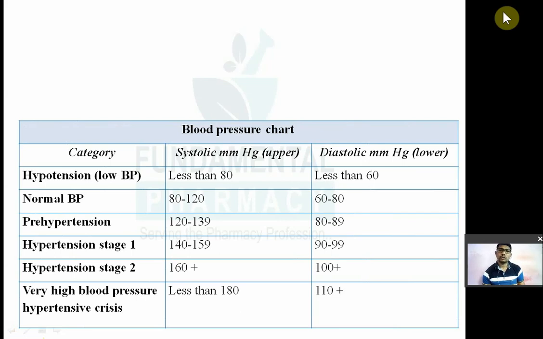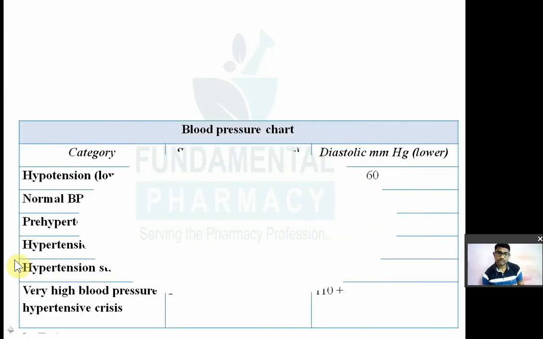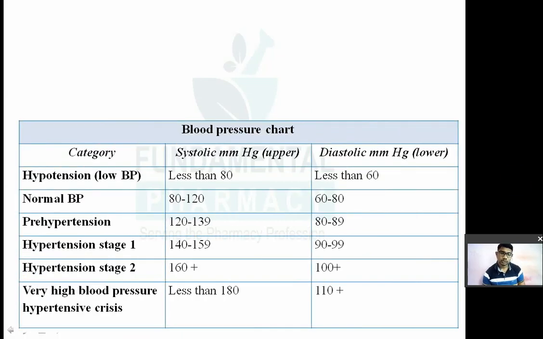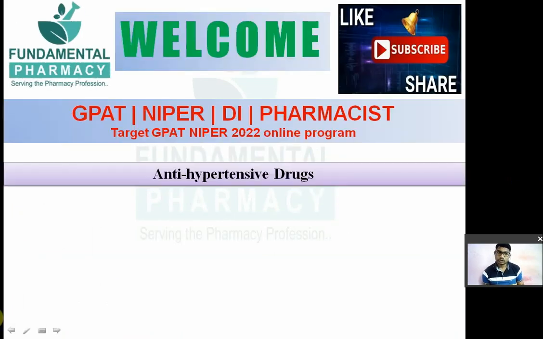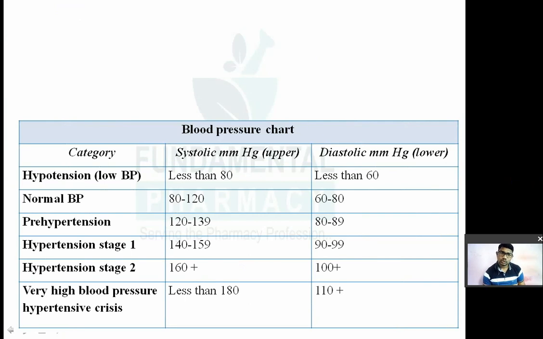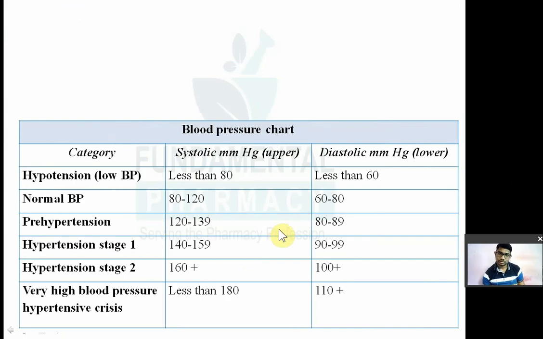But when you call the person is suffering from hypotension or hypertension, there is one correlation chart for this blood pressure. So you can see over here, this is a correlation chart for blood pressure. So when you will see it is hypotension or when you will see it is hypertension, you have to remember this. You can see over here a category is mentioned in the first column. Then in the second column, the systolic blood pressure has been mentioned, and in the third column, the diastolic blood pressure.